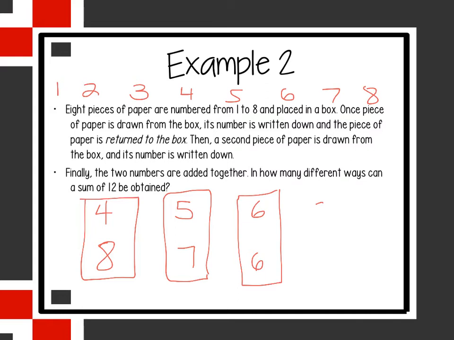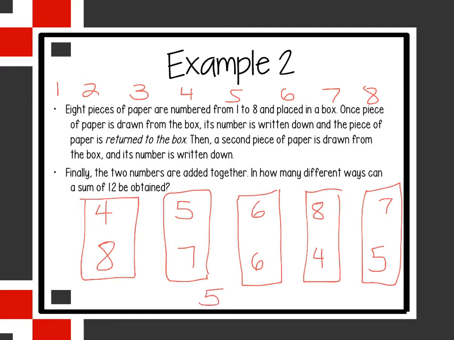Yes. So that means you can also do 8 and 4 and 7 and 5. 6 and 6 and 6 and 6 reverse is the same, right? It's not like these are numbered, like colored pieces of paper that you would know the difference, right? That's the same piece of paper. So how many ways can the sum of 12 be obtained? 5. Questions on that one?